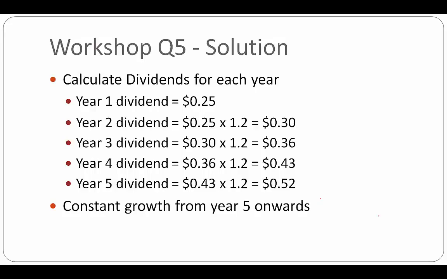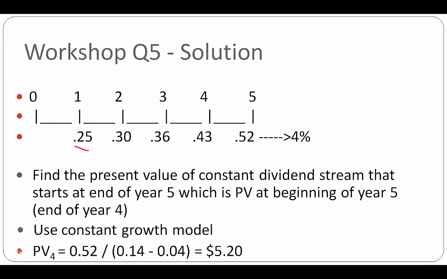The year 1 dividend is 25 cents. The year 2 dividend is going to be 20% bigger, so 30 cents. The year 3 dividend is 20% bigger than that, so 36 cents, etc., etc. That takes us up to year 5.